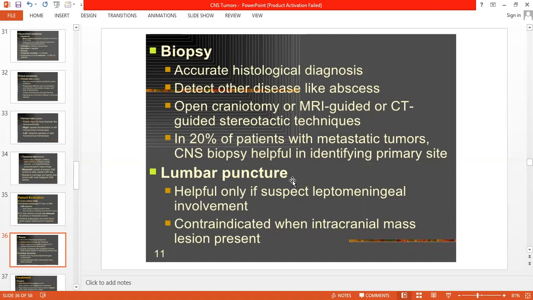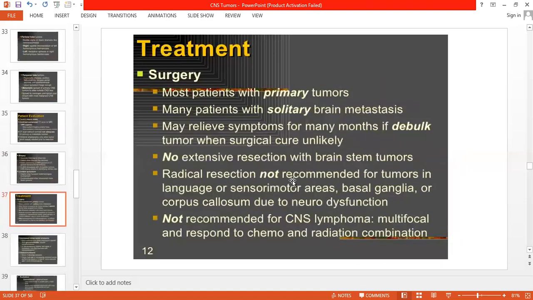Have some only if you suspect leptomeningeal involvement. It is contraindicated when an intracranial mass lesion is present, because transtentorial or transforamen magnum herniation can occur when you perform LPs in a patient with raised intracranial pressure.